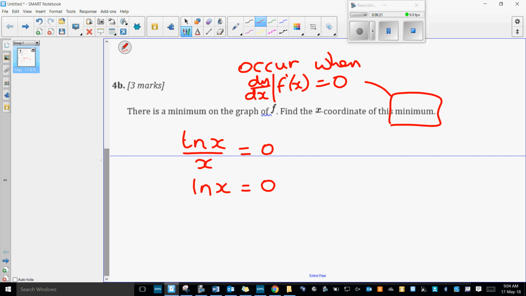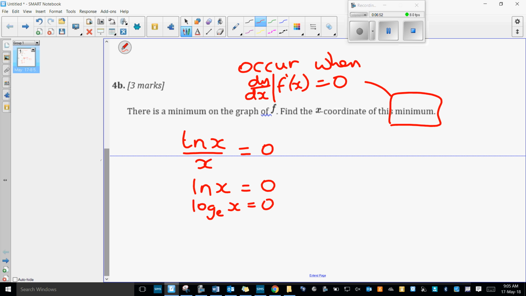Alright, so here ln x is equal to 0. This is where we also have to go back and try to remember our log rearrangements. What does ln mean? Natural log, so in other words, log base e. We've got our formula sheet, which helps us to change from log form to power form. So how else could I write this statement without the log word?